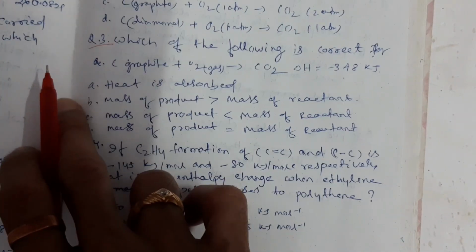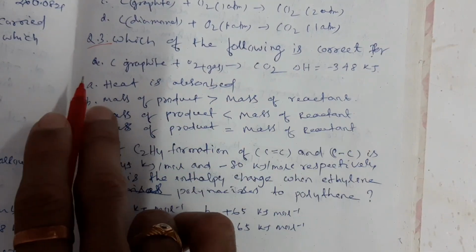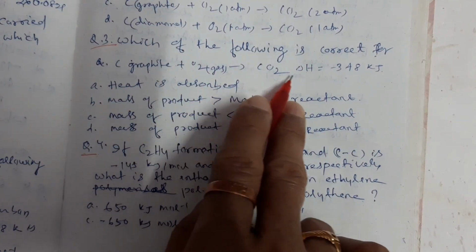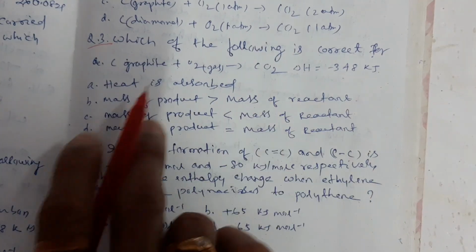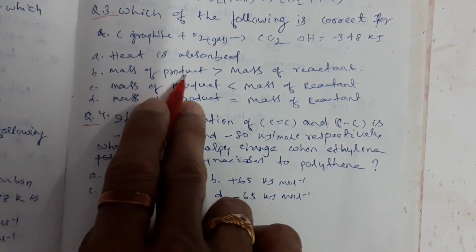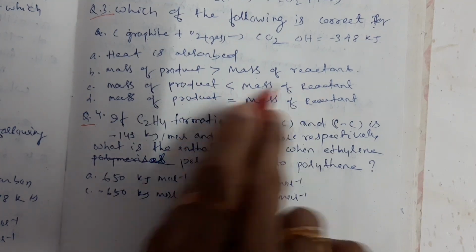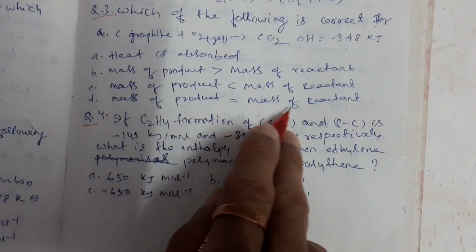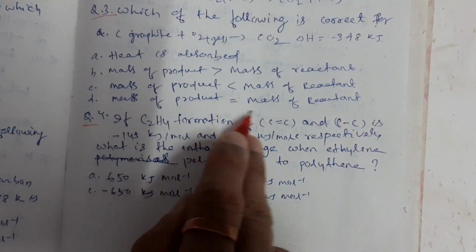Next, which of the following is correct for this reaction, C graphite plus oxygen giving carbon dioxide? ΔH is this much, so heat is absorbed. Mass of product is greater than mass of reactant. Mass of product is less than mass of reactant. Mass of product is equal to mass of reactant. So choice D is the correct answer.